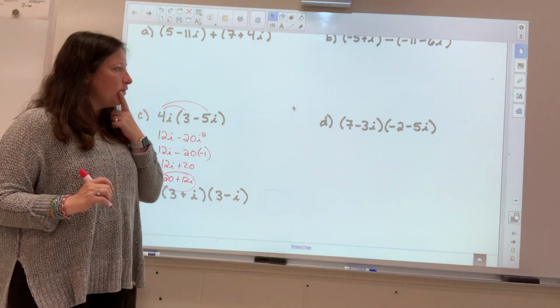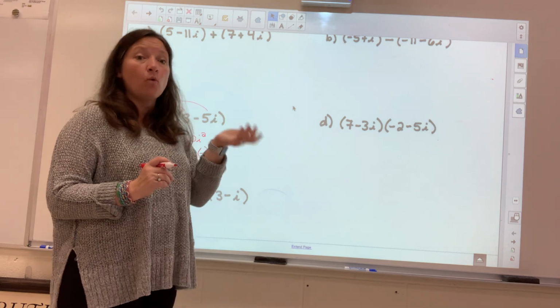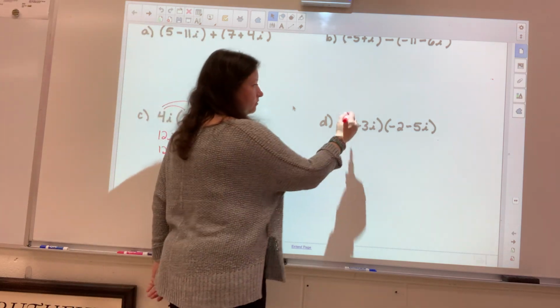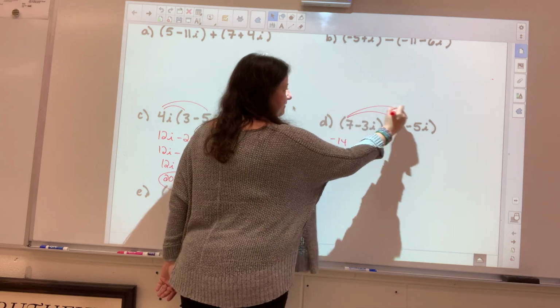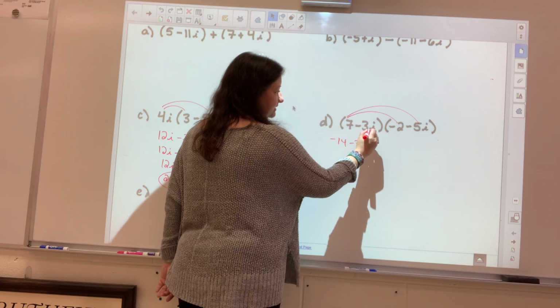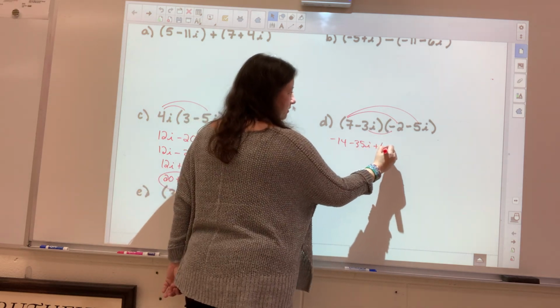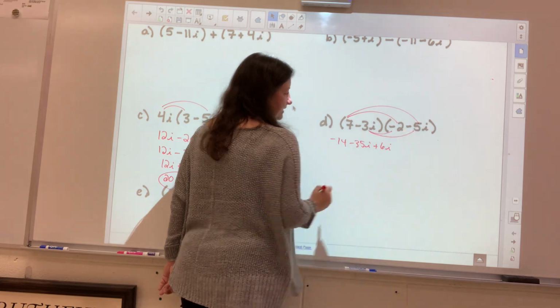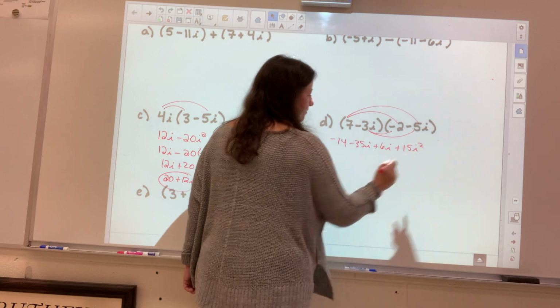Come over to D. What do you think you're going to do for D first? You're going to FOIL. So we're going to FOIL. So we get 7 times negative 2, and we get 7 times negative 5i. Then we do our inside, so negative 3i times negative 2. And then last, negative 3i times negative 5i is 15i squared.